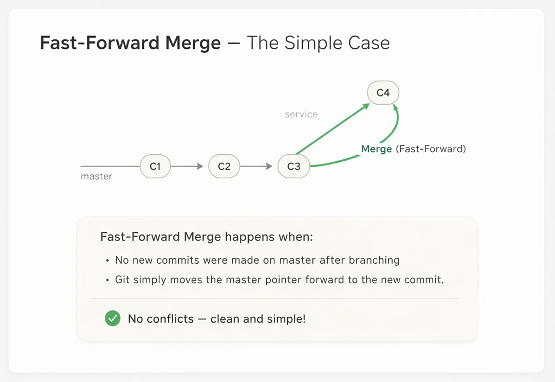Now let's talk about merging. The simplest type of merge is called a fast-forward merge. Here's the scenario. You're on master, you create a new branch, say service, and you do some work there, making a new commit. Meanwhile, nobody touches the master branch at all. When you come back and merge the service branch into master, Git doesn't need to do any complex combining. It simply moves the master pointer forward to point at the new commit on the service branch. That's it. It just fast forwards. No conflicts, no complicated resolution. This is the ideal scenario, and it happens a lot when you're working alone, or when your team is disciplined about not modifying the main branch while you work.